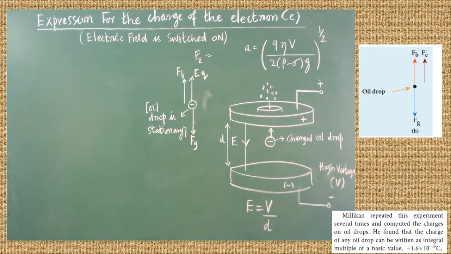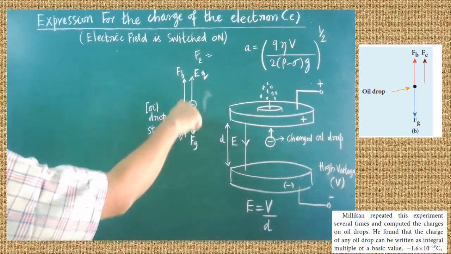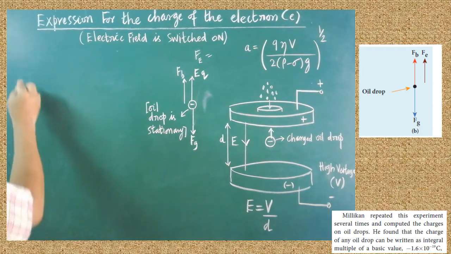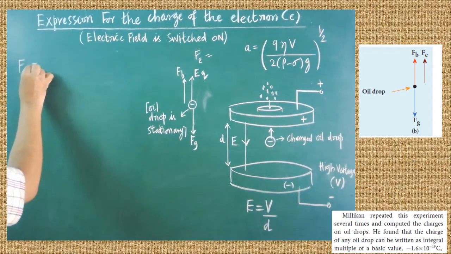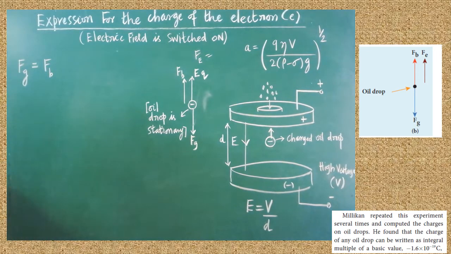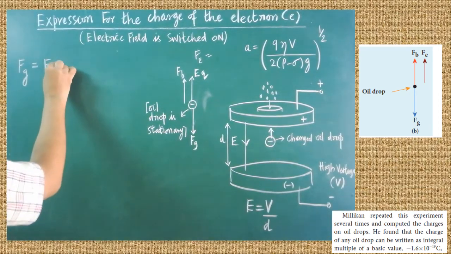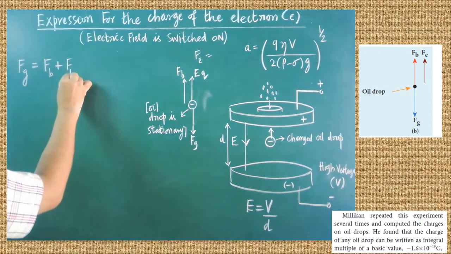Now with the help of the free body diagram, we can write the equation. Here two forces are acting in the upward direction, one force is acting in the downward direction. Therefore the gravitational force Fg is equal to the upward force due to air, that is the buoyant force due to air, plus the electric force. That electric force can be written as Fe.